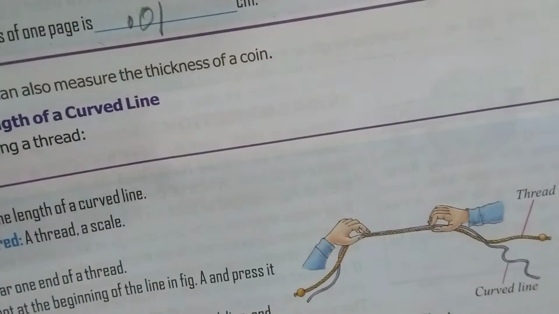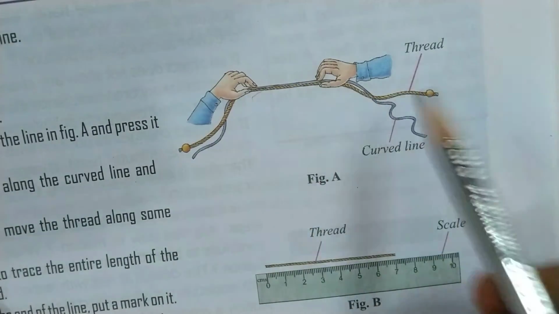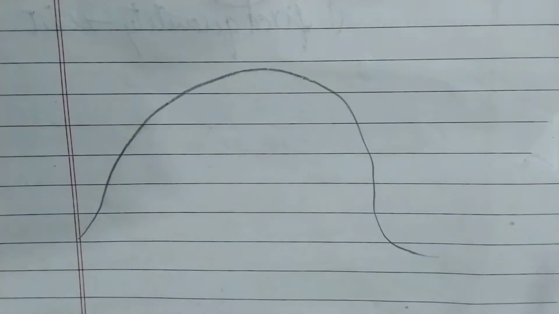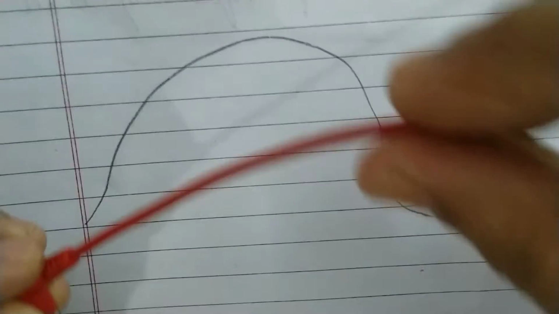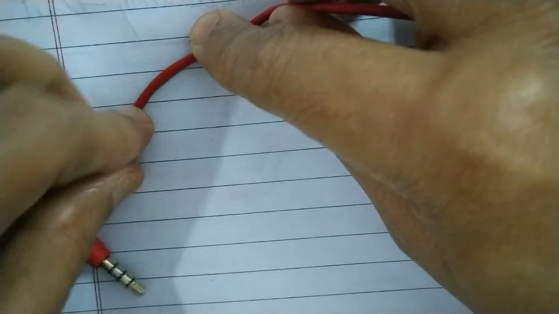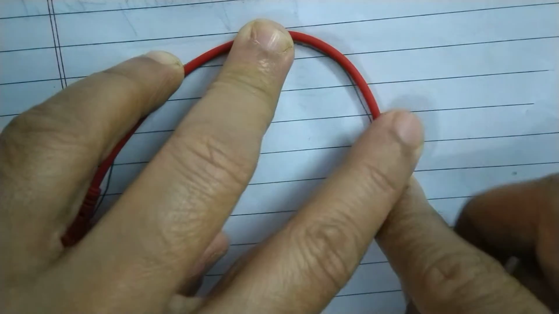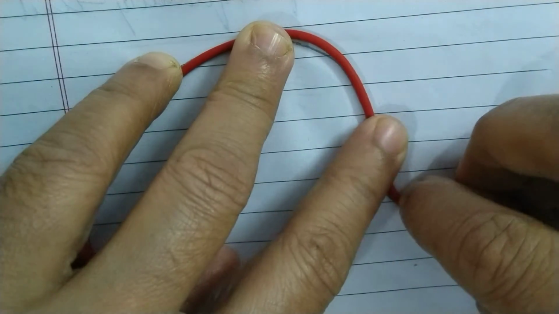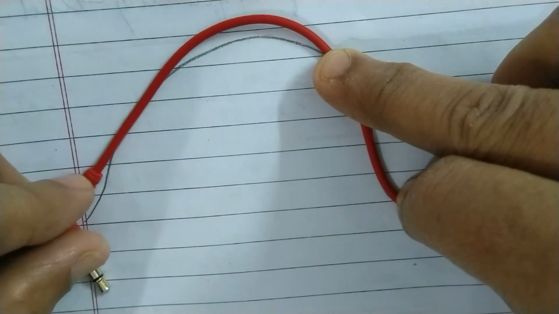Now in the same way, if we have to measure the length of a curved line, how will you measure? This is the curved line. See, I have drawn a curved line here. How will I measure? I will take a thread. I do not have a thread, so I am using this lid. I will start measuring the curved line like this. I will go along this line with this thread.